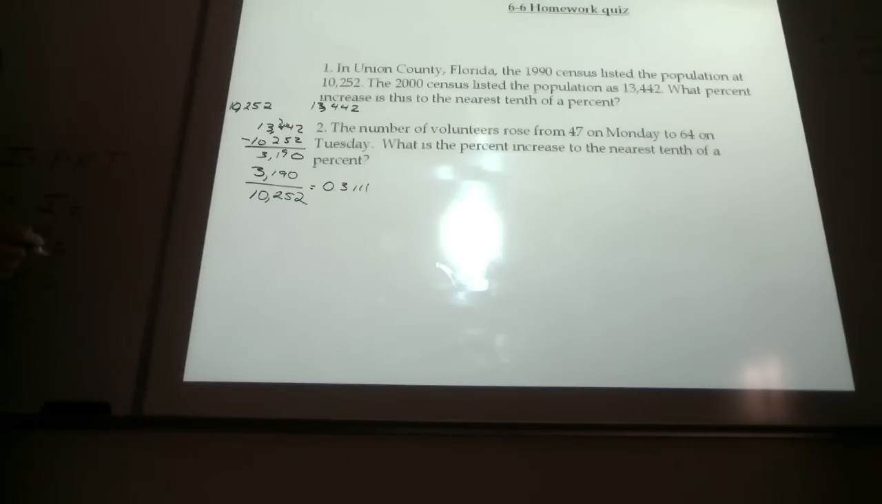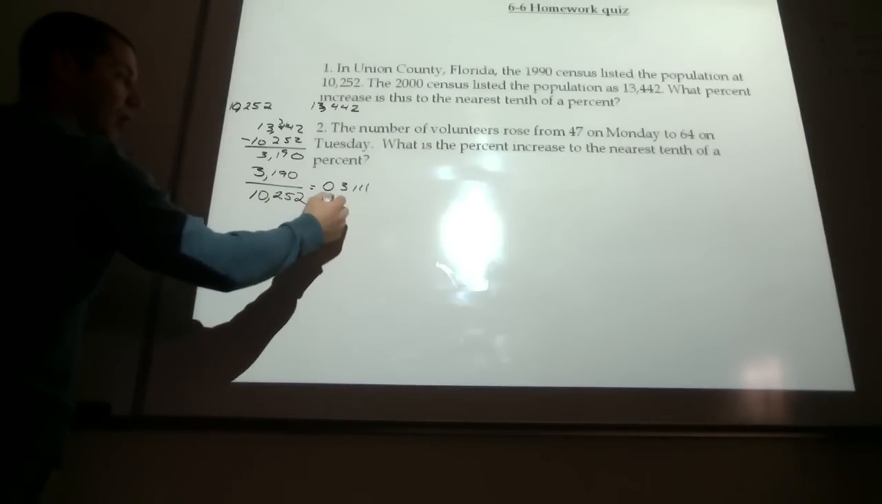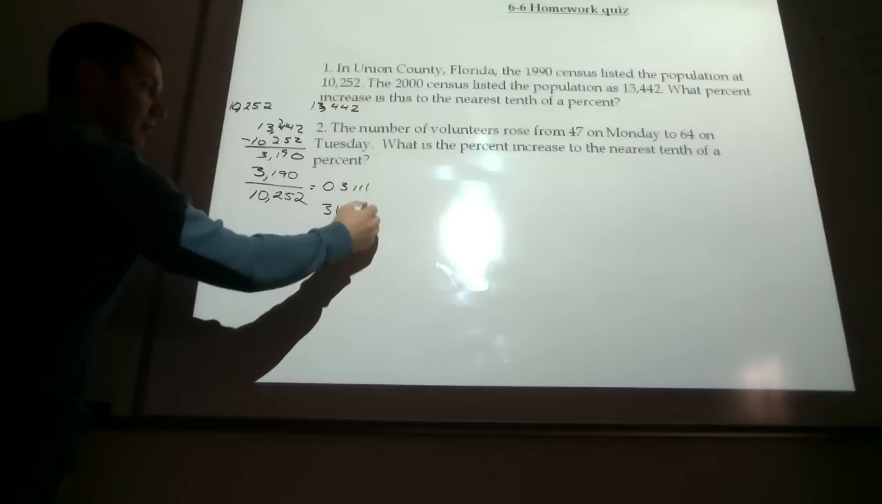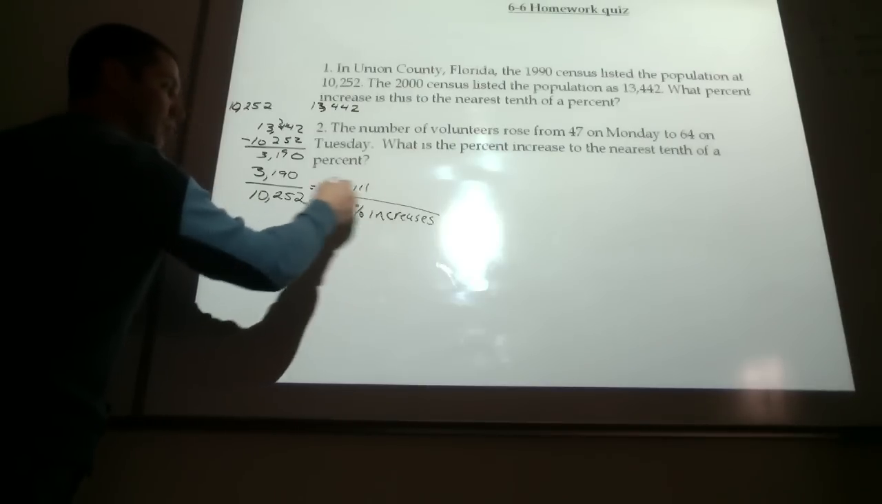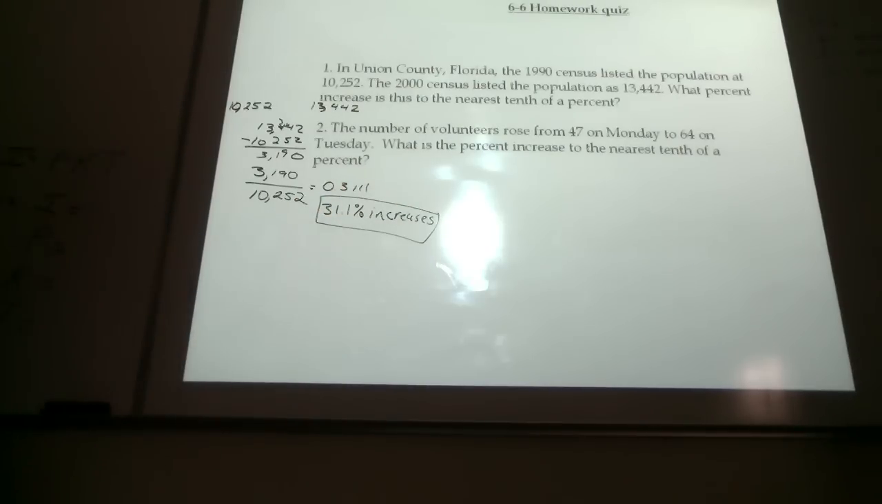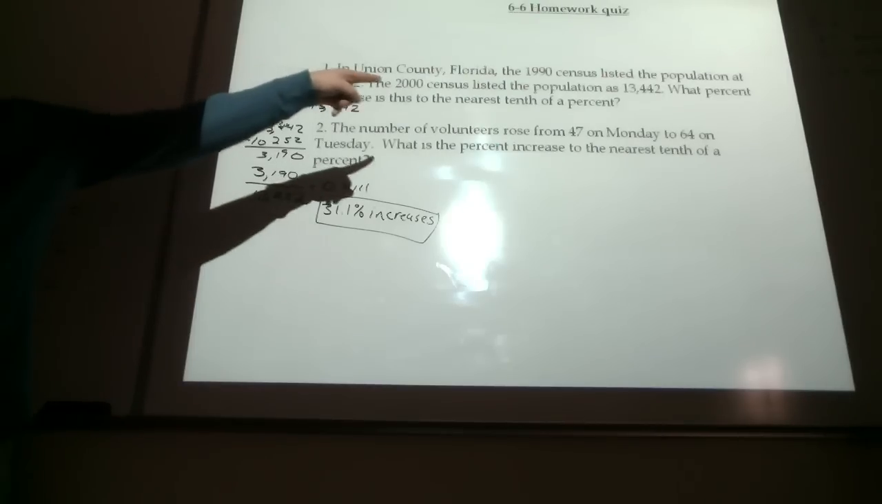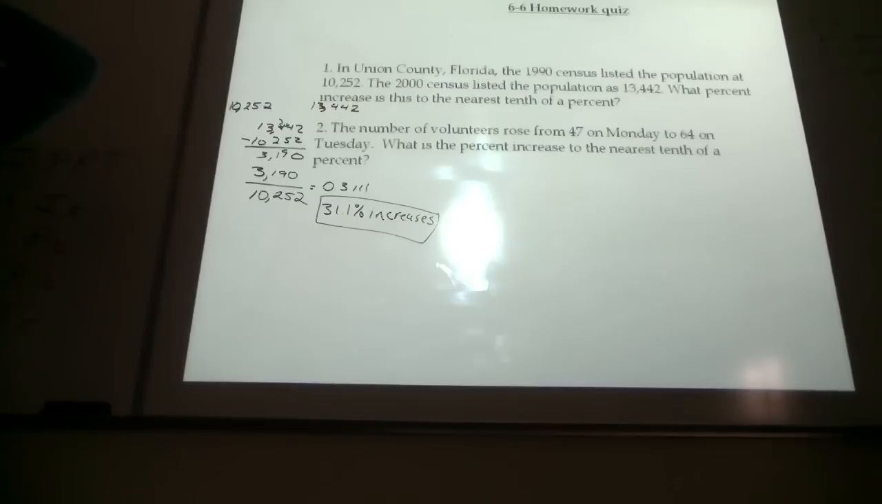0.3115878. I only have to round it to the nearest tenth of a percent. So this becomes 31.1% increase. Nope, it has to be 31.1 because it says round it to the nearest tenth of a percent. Shh.